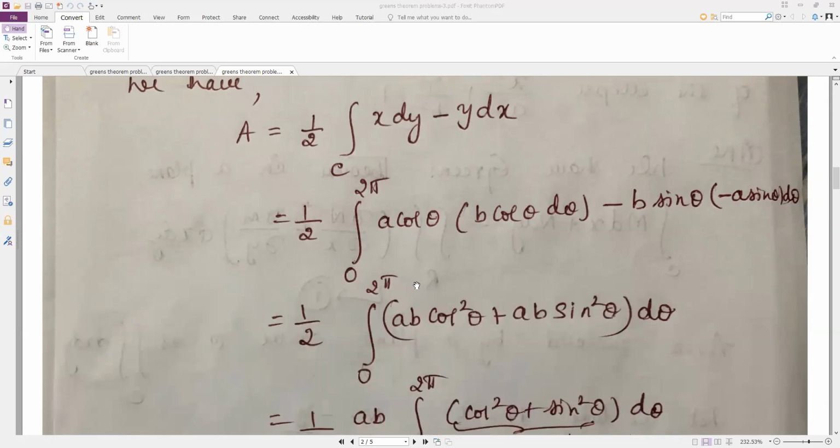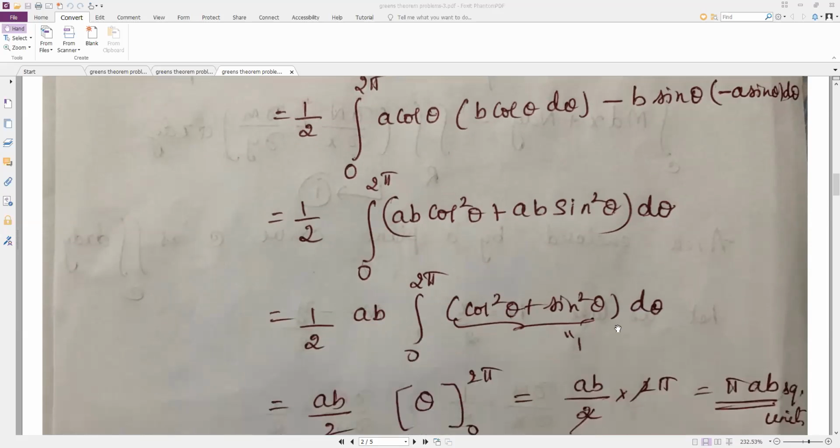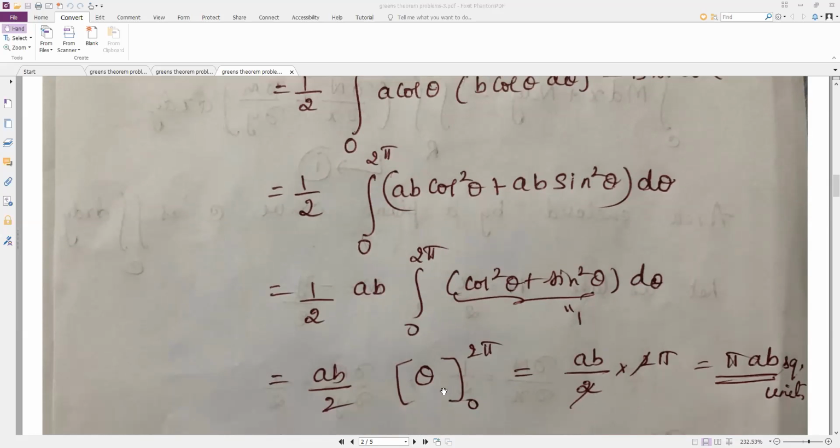So simplify, you will get ab cos square theta plus sin square theta. So ab can be taken out. What is cos square theta plus sin square theta? 1. So what is the integral of d theta? Theta. Put the limit, upper limit, lower limit. 2 pi, the 2 cancels, pi ab. This obviously you know, right?